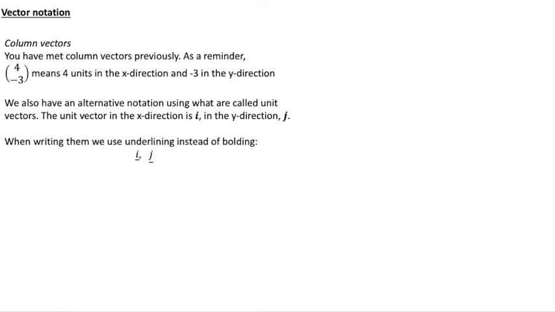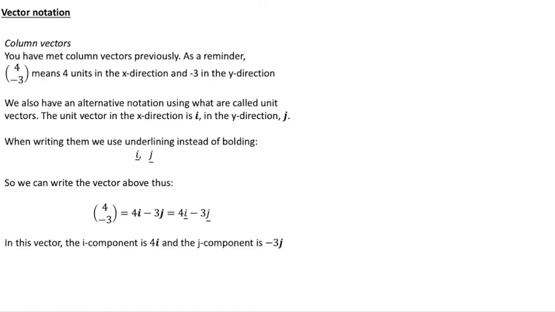And when we're writing them, just like we do with the complete vectors we've seen, like a and b before, we underline them. So the vector (4, -3) can be written as 4i - 3j, and that's the bolded version we generally use in typing, and that equals 4i - 3j with them underlined, which is what we use in writing. So in this vector, the i component is 4i and the j component is -3j. And the word component generally represents one of the directions involved in the vector.